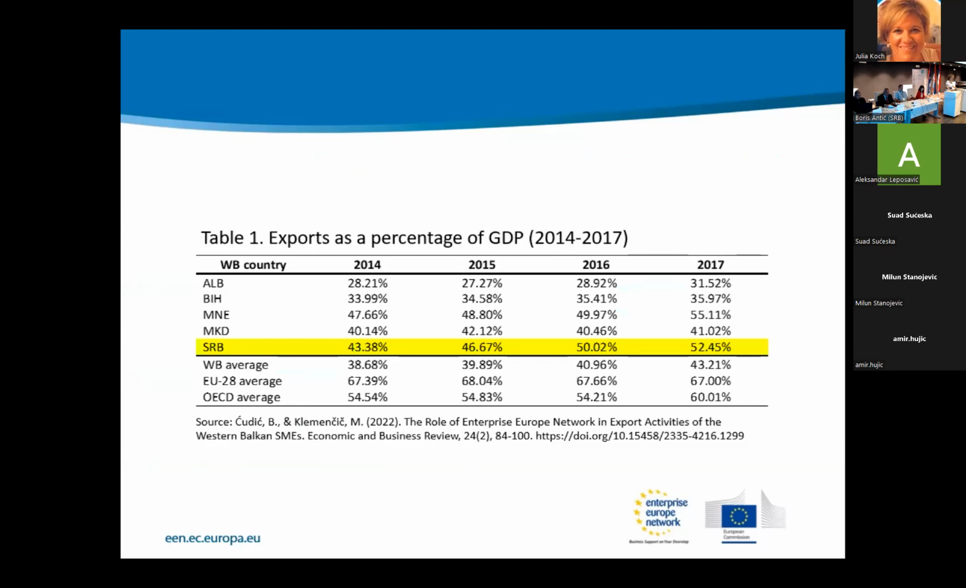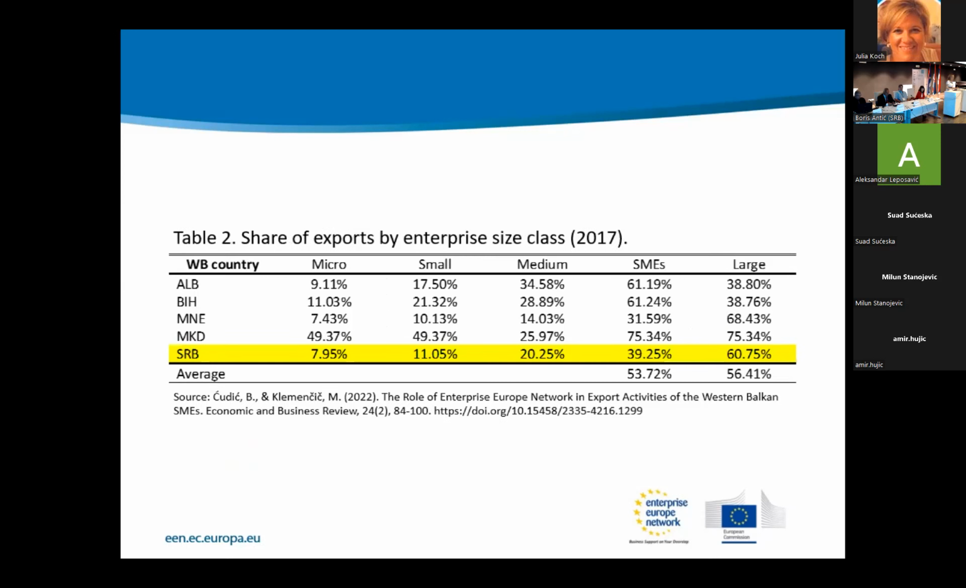But if we look at our figures, our statistics, at the percentage of exports in GDP in Western Balkan countries, you will see that it is below the EU and OECD average. Also, if we look at who is exporting, larger companies are much more in favor of exports, specifically in Serbia, in comparison with SMEs. So the question is how we can improve those figures.